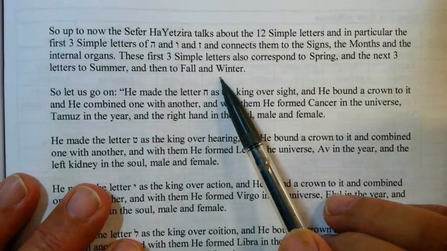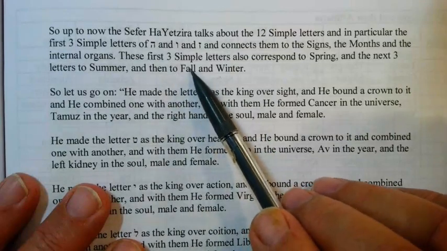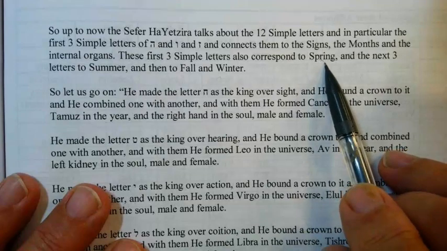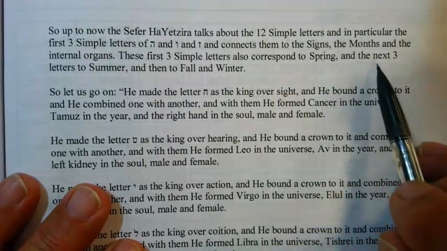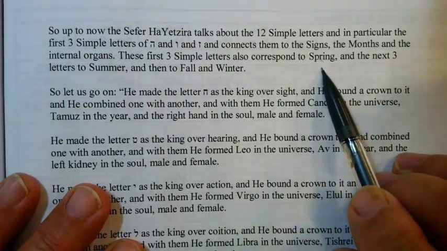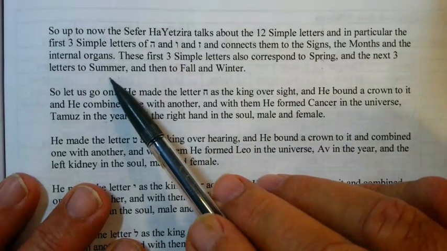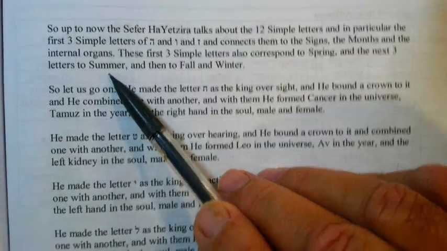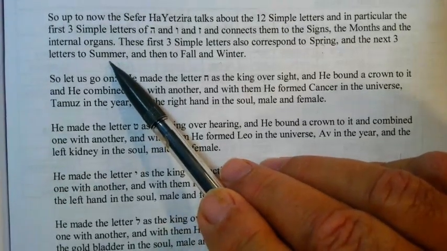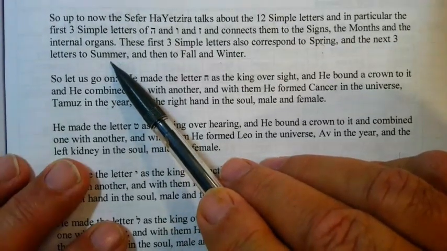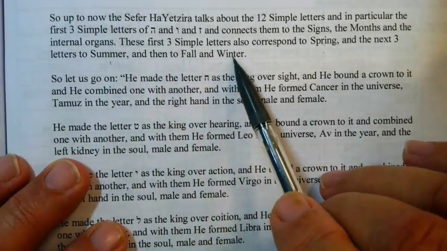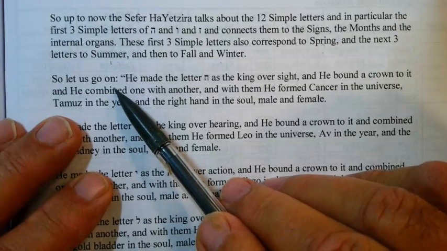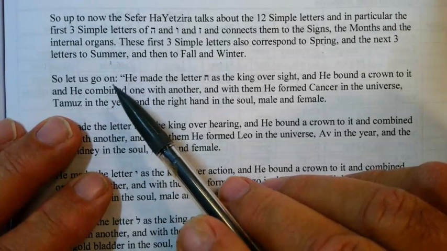So I'm just thinking for a second. These 3 simple letters correspond to spring. Then he says, and the next 3 letters, which next 3 letters? I don't know which he means. Maybe it's not explained well. And the next 3 letters refer to summer and then to fall and winter. But I guess he means the 4 groups of letters of the 12 have to do with this. Let's go on.